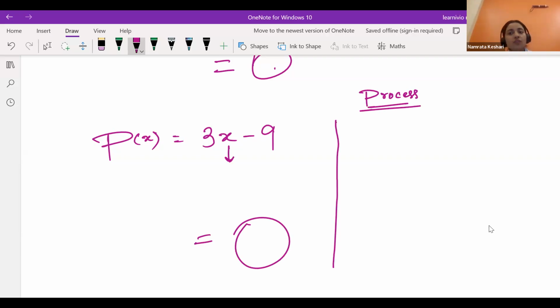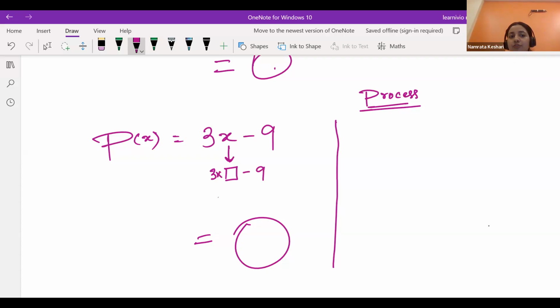See, every time we will not be thinking what can be the x value which can give the result 0. If we think it this way, it will take time and we don't have that much time. So there is a process of finding the 0. 0 means we are searching for that particular x value which can give the final answer as 0. Once we put that x value over here, multiplied with 3 and minus 9, the final answer will be 0.